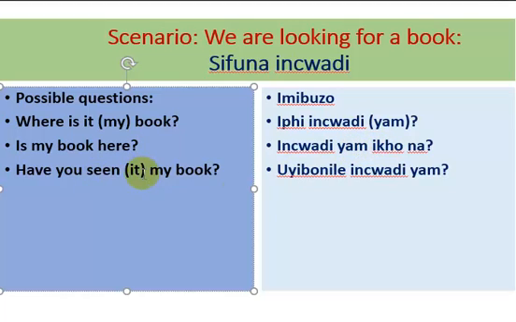Now here we have a reference to the object. Have you seen it? Uyibonile incwadi yam. So EP, where is it? The subject. Uyibonile, have you seen it? Incwadi yam.